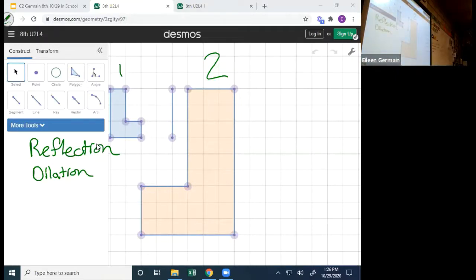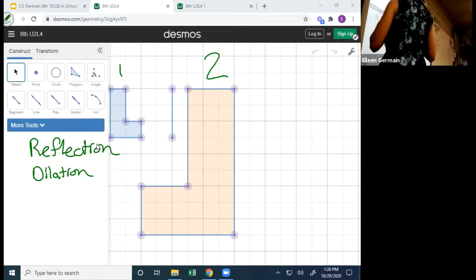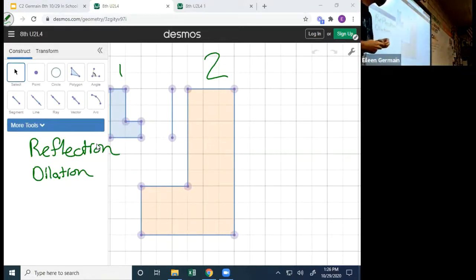Good. So if we do a reflection, it's going to flip us over. We don't have to rotate it. So we're not going to do a rotation here. What else might we have to do here? A translation, because he's all the way up here. We want to make him be down here now. So we're going to have to translate him.